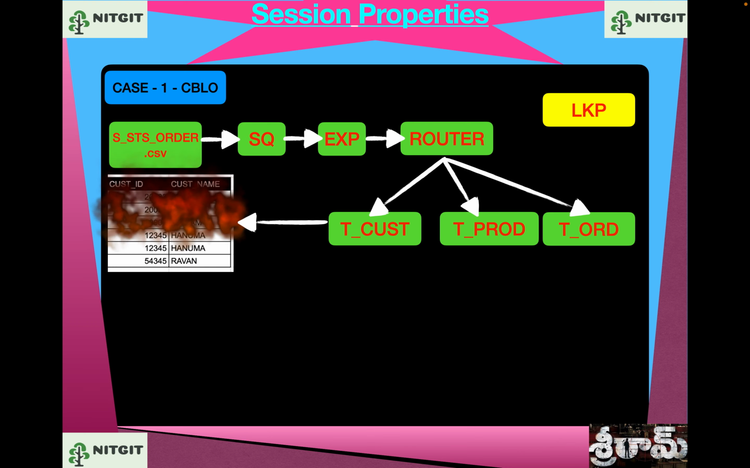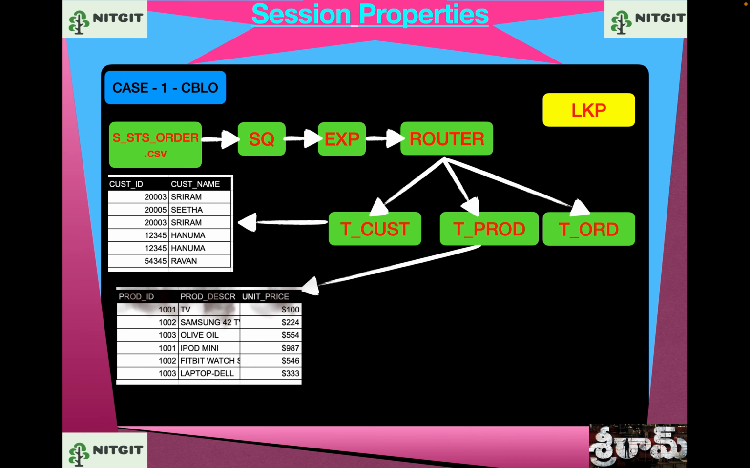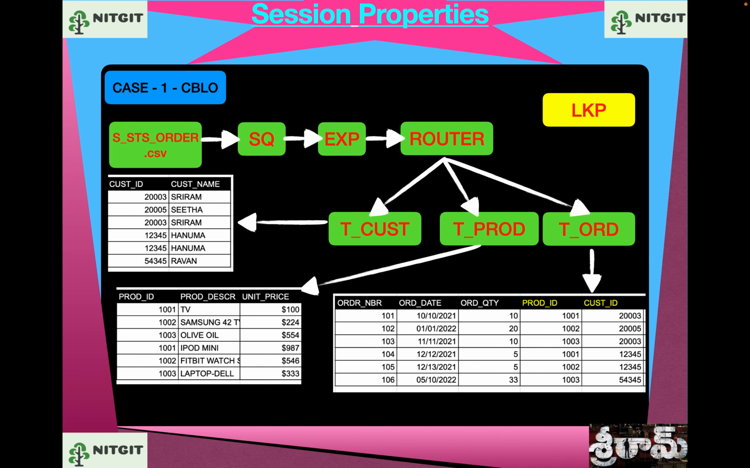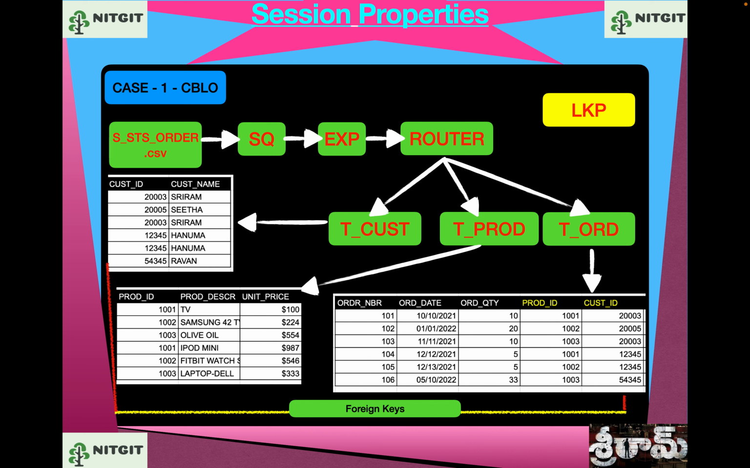I have a customer table here with customer ID and customer name, so from the source we want to load this data into the customer table. The product table has product ID, product description, and unit price from the same source. The order table has order number, order date, order quantity, product ID, and customer ID. Product ID and customer ID are the foreign keys, which reference the product table and customer table respectively. Those are the foreign keys we have designed in our order table. Now let us see the properties.